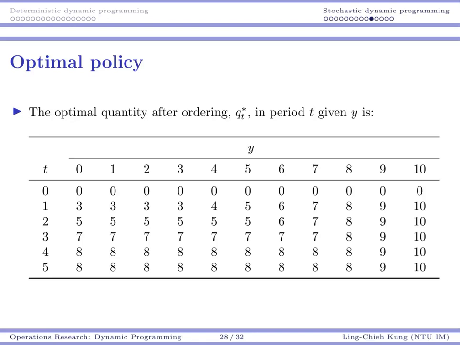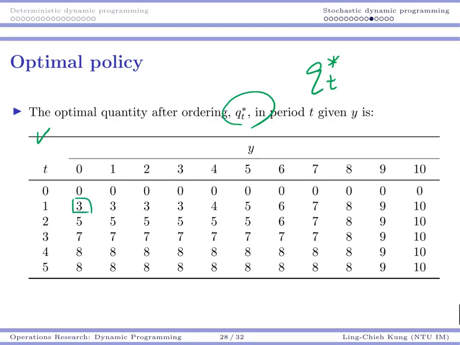Once we have a computer program that moves from period 1, period 2, up to period 5, we will be able to generate a table like this. This table lists Qt star as our optimal decision for each period. Qt star obviously depends on what? It depends on your t and your y. So let's take a look.